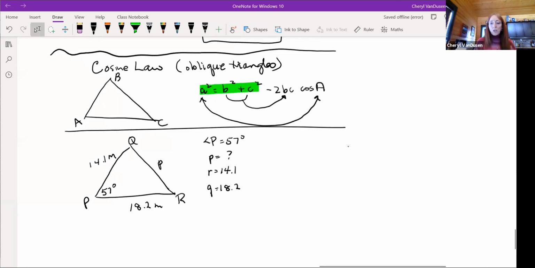So now here's your challenge there, ladies and gentlemen. I want you to write your own cosine law and see if you can do it. We're trying to solve for side P, so it's going to start with P squared equals. Take a second, see if you can write your own cosine law. Follow the pattern in the cosine law that's up there on the board. It's like Pythagoras with an extra term. Give it a go.